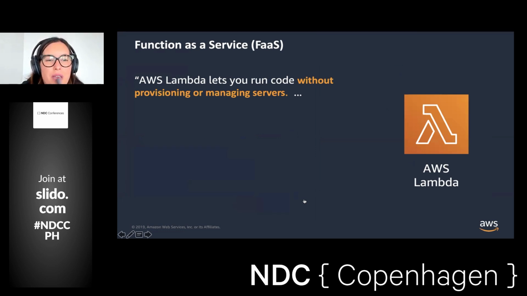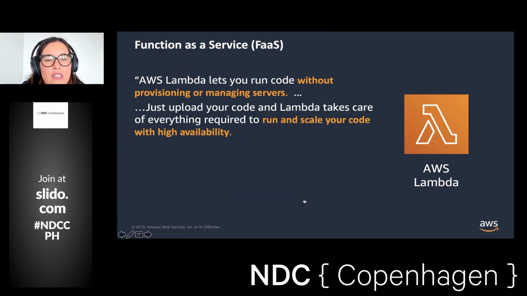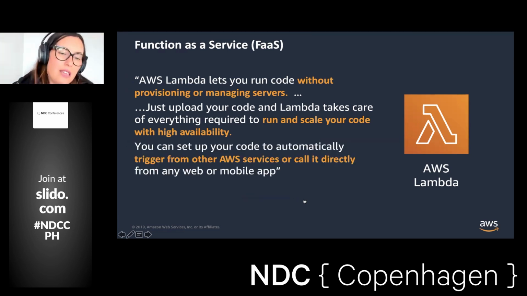This is what is on the web page. And it says AWS Lambda lets you run code without provisioning or managing servers. Just upload your code, and Lambda takes care of everything required to run and scale your code with high availability. These 2 paragraphs are basically what we just saw in the criteria. The difference is that it is functions as a service, and the difference from a traditional application that is running in a server is that you can trigger that function from somewhere else.